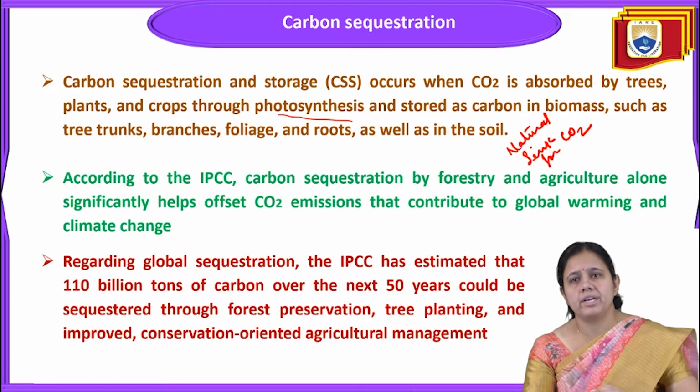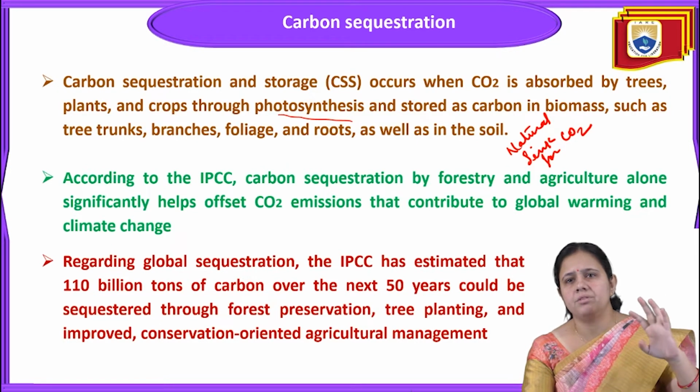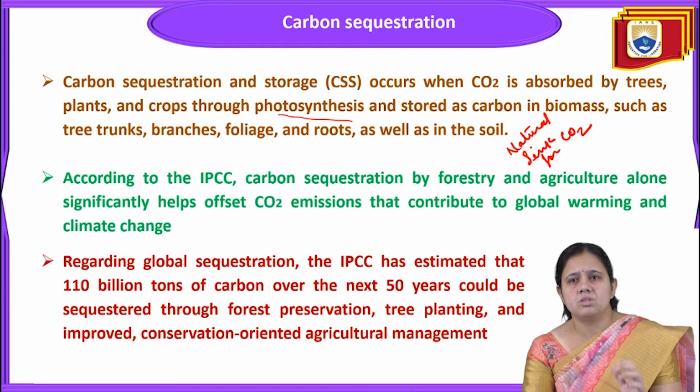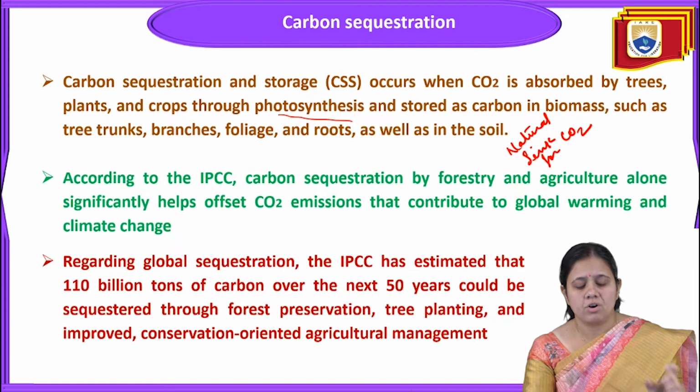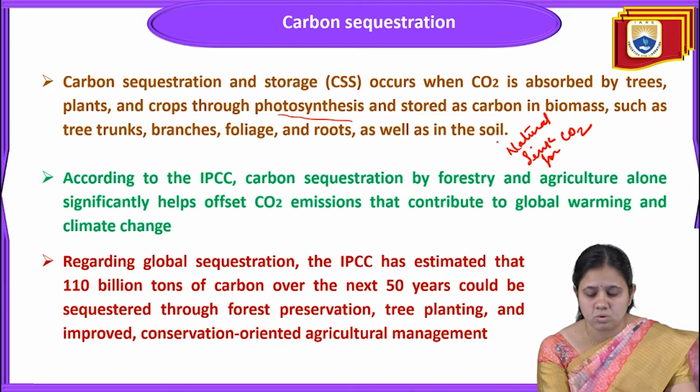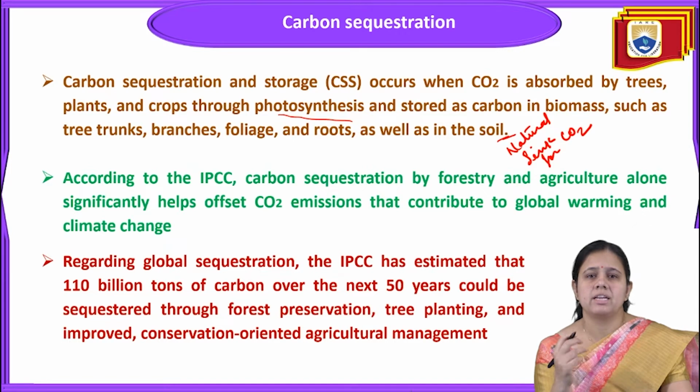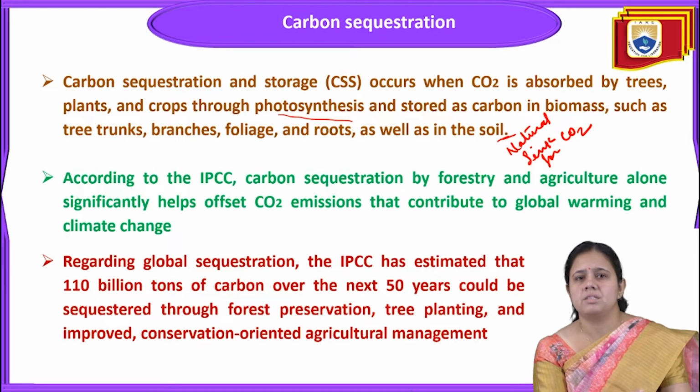It means storage at a place so that the amount of carbon present in the atmosphere is reduced. As we know, plants carry out photosynthesis, and in this process they store carbon in biomass: tree trunks, branches, foliage and roots, as well as in the soil. So we can say they are natural sinks of carbon. Tree biomass refers to the tree trunks, leaves, foliage, roots, etc.